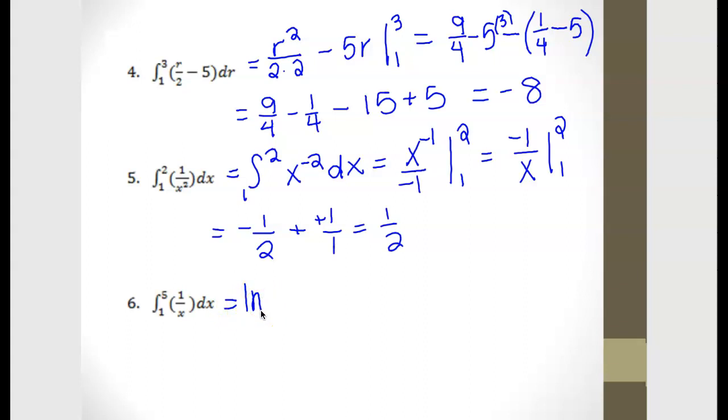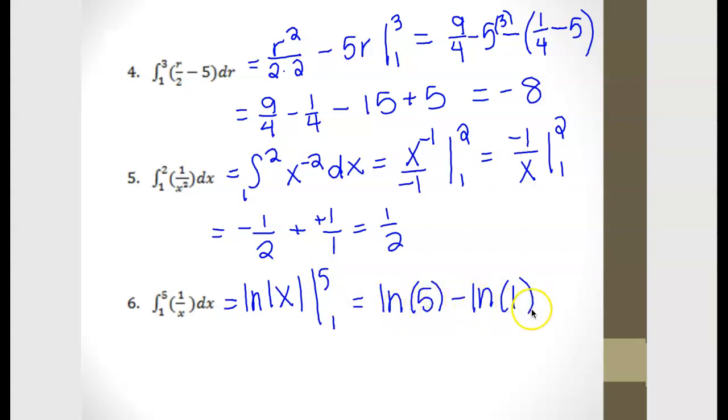Now, natural log, by definition, has a domain where x's have to be greater than 0. Like, you can't take the natural log of negative 1. So when you take the antiderivative of this, we have to say that it's equal to the natural log of the absolute value of x. And again, we're evaluating from 1 to 5. So you have natural log of 5 minus natural log of 1.